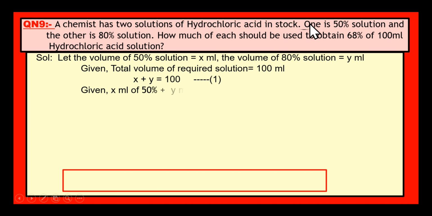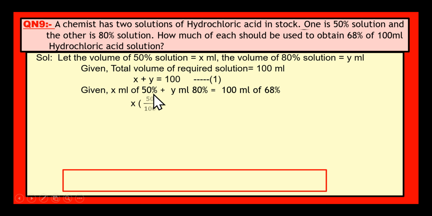And in order to get the second equation, look at this statement. One is 50% solution and the second is 80% solution. And the final solution should be of 68%. Therefore, it is given that 50% of solution we took x ml and 80% of solution we took y ml and final should be 100 ml of solution of 68%. Okay. x ml of 50% plus y ml of 80% should be 100 ml of 68%.